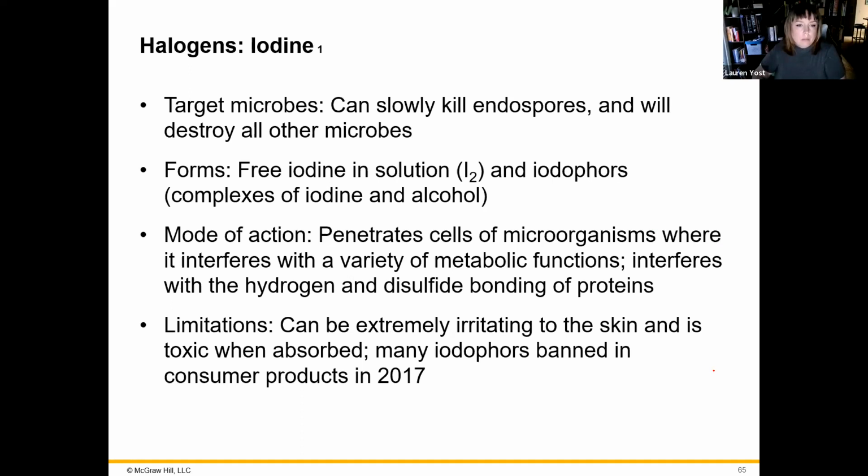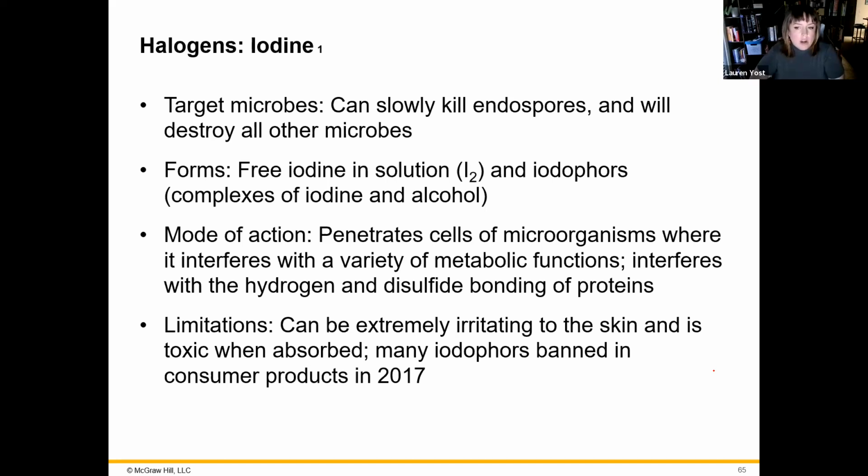Oh, right, so this is iodine now. I wasn't even paying attention, I was just cranking right along. So iodine is going to treat the same sort of stuff as the chlorine will, as far as it'll slowly kill endospores and destroy all other microbes. Pretty similar here. We have free iodine that can be in solution, so the I2, and then the iodophores, which are complexes of iodine and alcohol, so tincture, if you will.